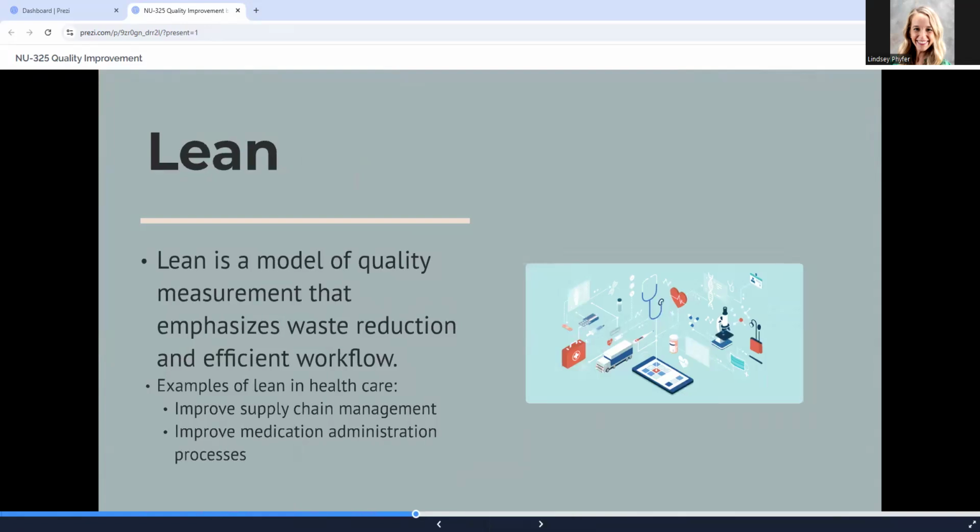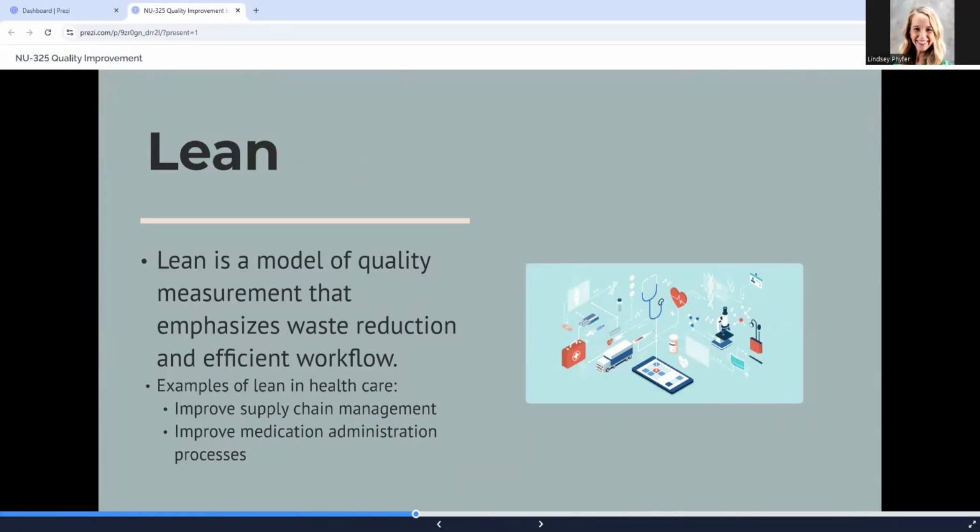The next model we're going to talk about is Lean, and Lean is a model of quality measurement that emphasizes waste reduction and efficient workflow. So the basis of this model is that operational waste in an organization needs to be completely eliminated if possible.